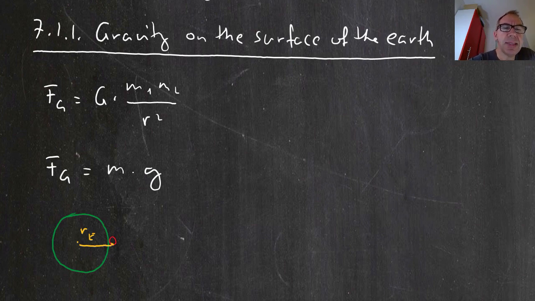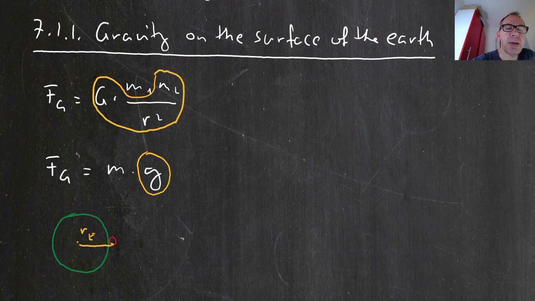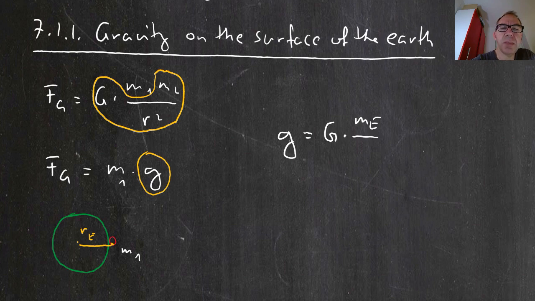So we can see that g here has to be the same as that one, in case I refer to this m as m1, the mass of the apple, for example. So we can quickly check if this is true. g is given as G times the mass of the Earth, divided by the radius of the Earth squared.